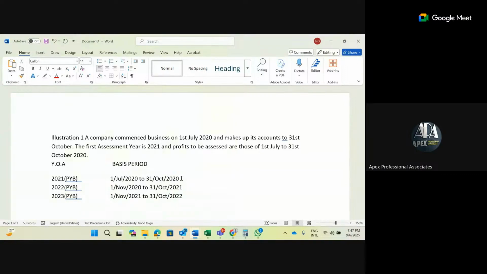So if you want to be sure, how many months do we have from July to October? Please use your hand. July, August, September, October. That is 4 months. When we are doing analysis, I'm going to be explaining to you why you need to be careful, where you need to take note of the number of months that you have in the basis period.